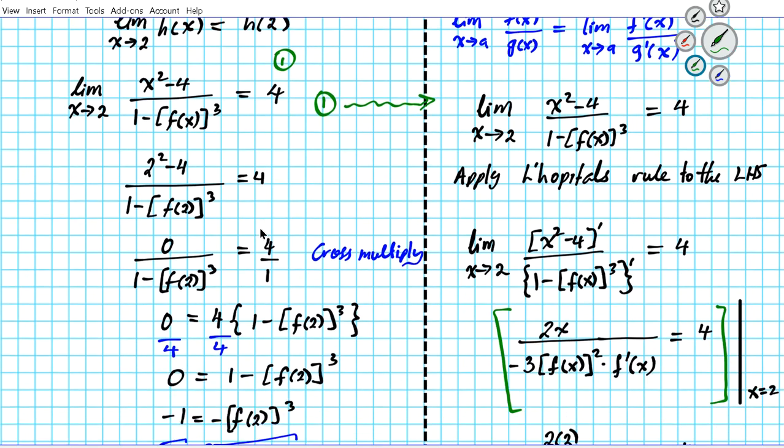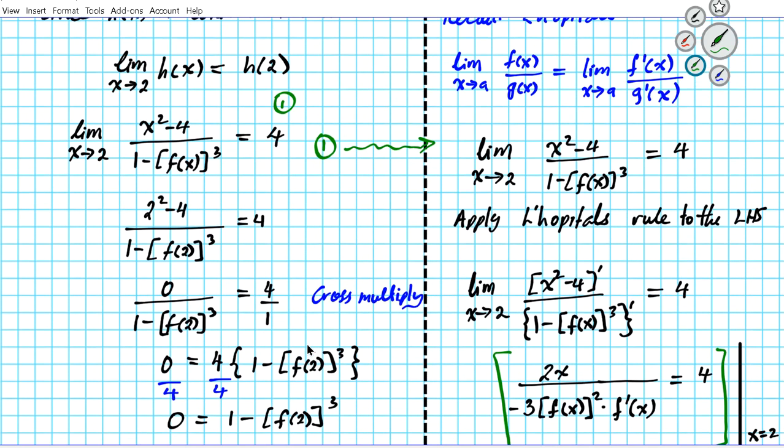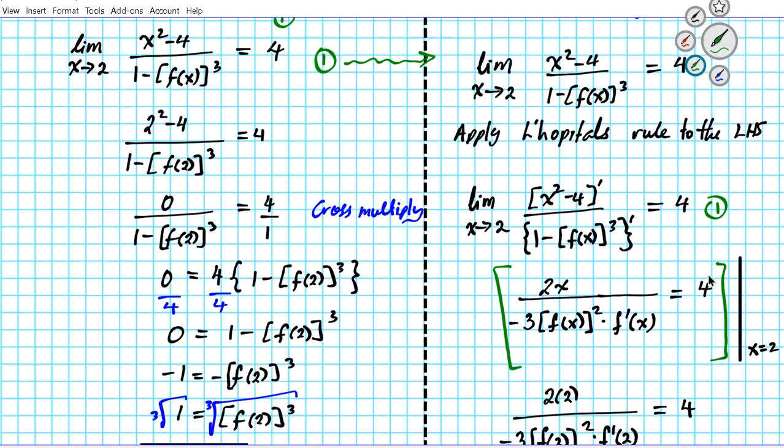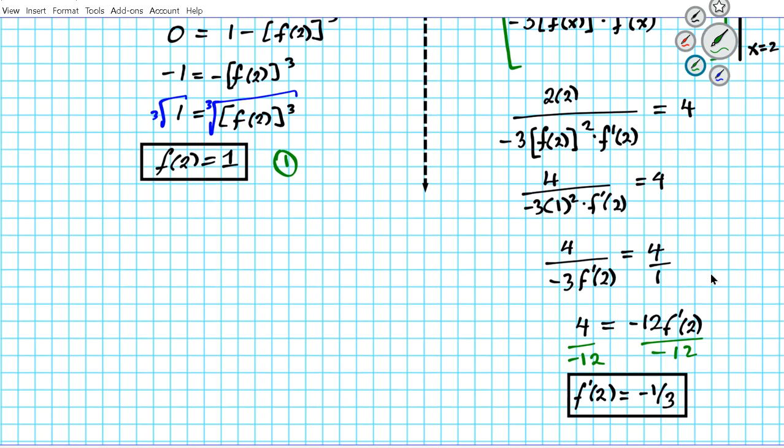You get another point for completing the first part, f of 2 is equal to 1. And then if you accurately apply L'Hopital's rule right here, you get another point. And then if you finish it off to isolate f prime of 2 as being equal to negative 1/2, that's your final point. Okay, so for problem number 6C, you have a total of 4 points.